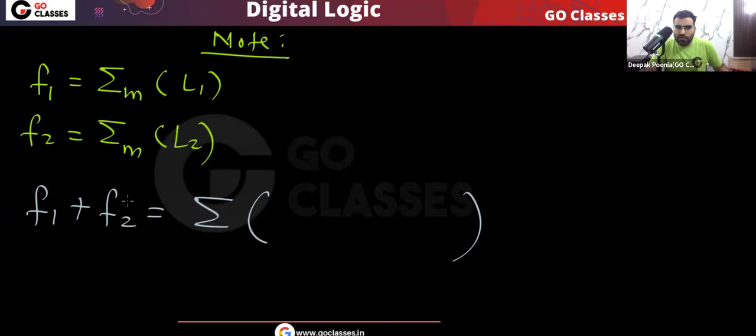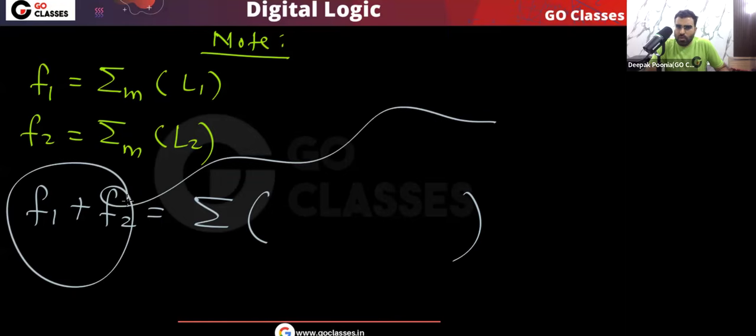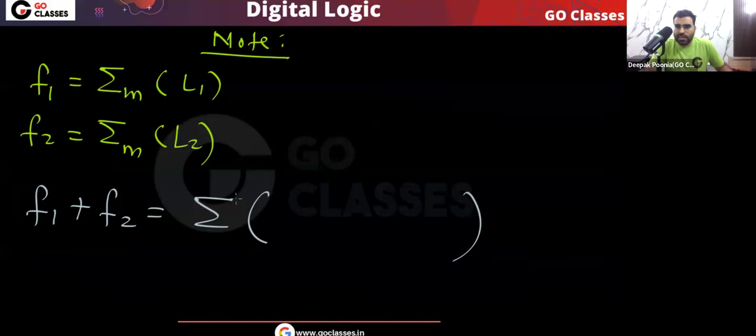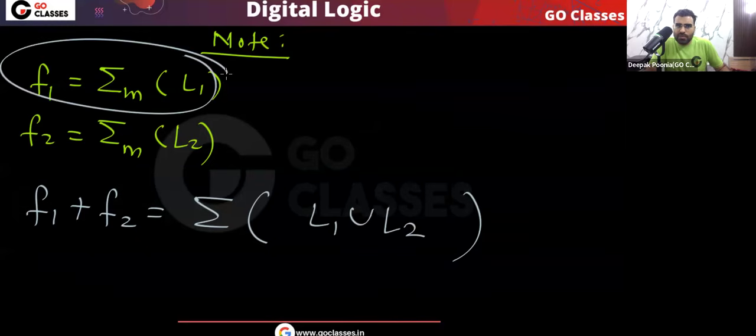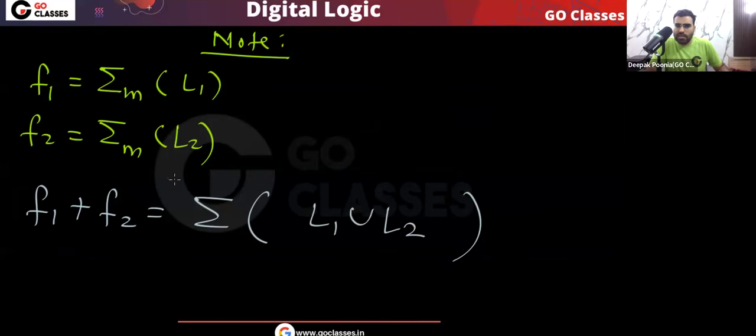Correct? Yes or no? F1 or F2 will be 1 for a row if and only if either F1 or F2 or both are 1 for that input combination. So I need to take the union, L1 union L2. Because for a row, if F1 is 1, then definitely F1 or F2 will be 1. Similarly, if F2 is 1, then also F1 or F2 will be 1. And if both are 1, then also F1 or F2 will be 1. So I will take the union here.